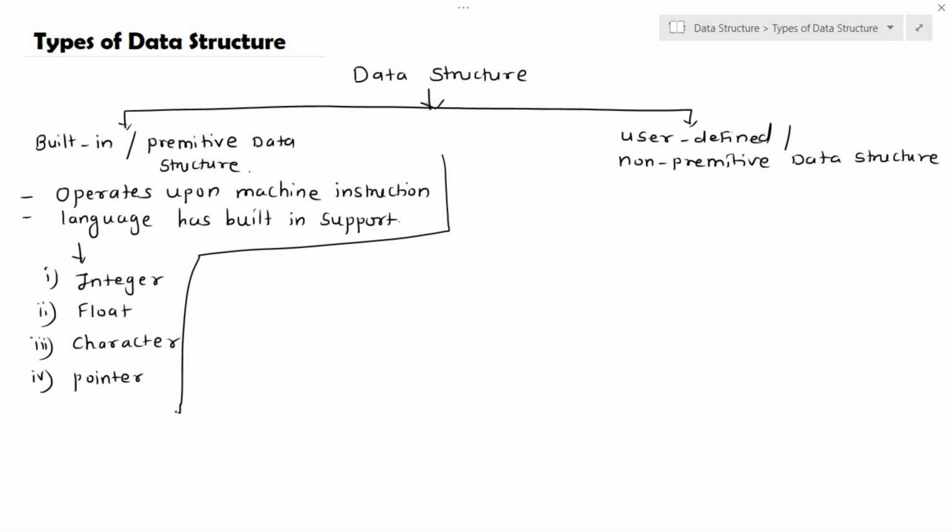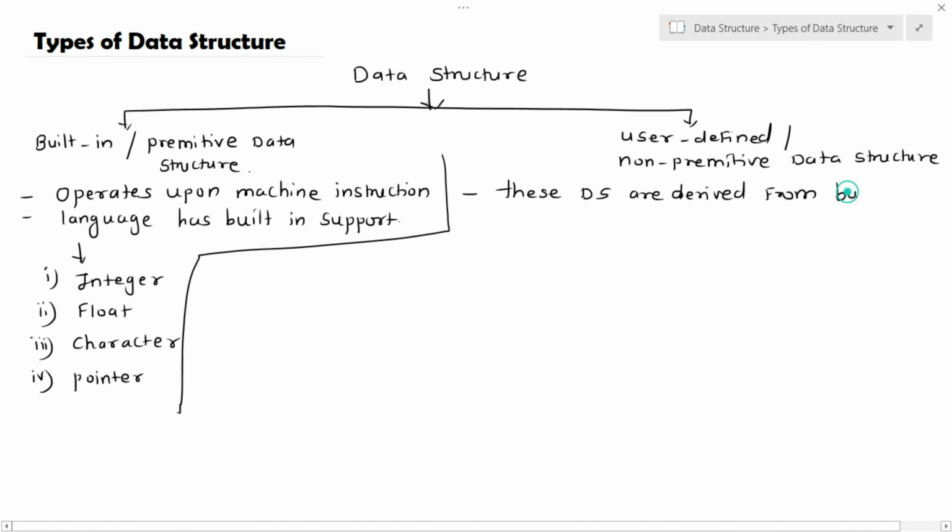Okay, so let's first understand what is meant by user-defined or non-primitive data structure. These data structures are derived from primitive or built-in data structures. So these are basically based on the built-in data structures, and these data structures cannot be manipulated or operated directly by the machine level instructions.